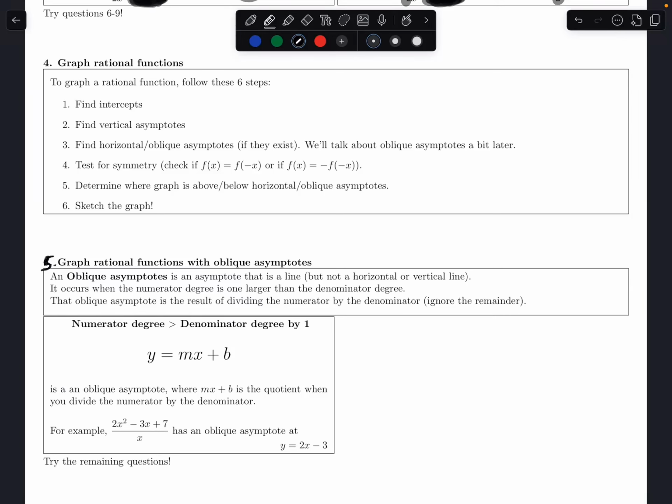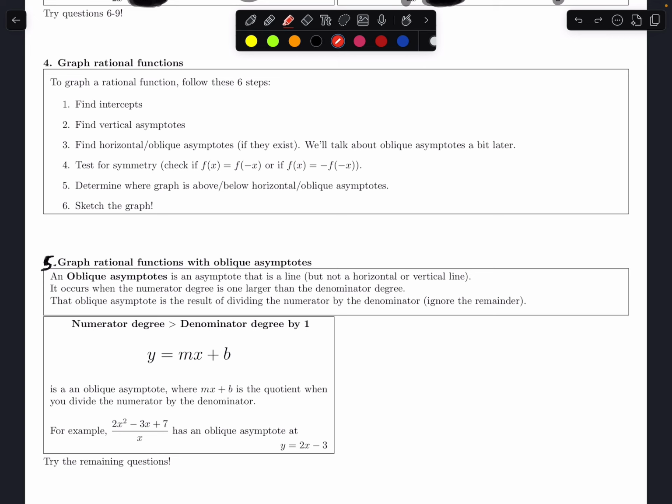All right, guys. So far we've learned pretty much everything that we need to graph the typical rational function. Now, at the end, we'll talk a little bit about a special case where you have oblique asymptotes. But in general, you usually have just horizontal and vertical asymptotes.